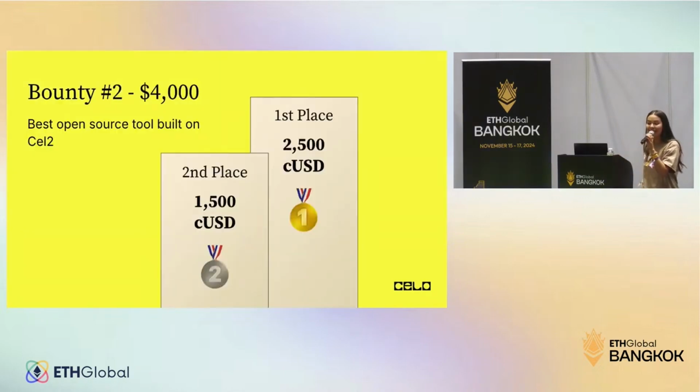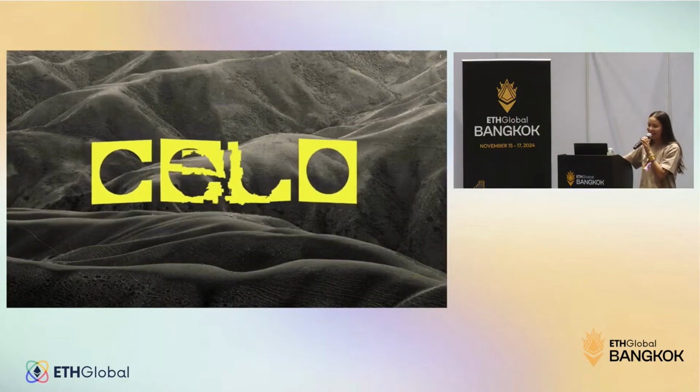The second bounty that we have available is the best open source tool built on Celo L2, which is our L2 testnet, or Alfajores L2 is the technical name for our L2 testnet, and we are giving out $4,000 in prizes. So here's a little graph.